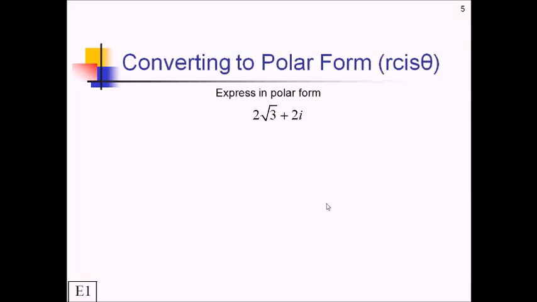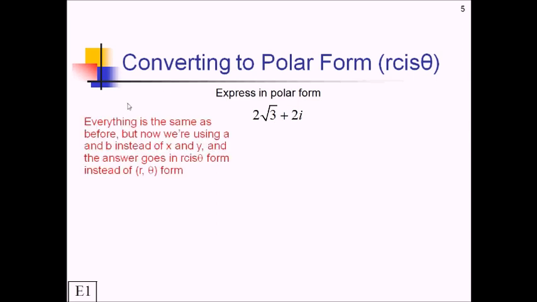Now that we've seen what polar form of complex numbers looks like, let's take this rectangular complex number and make it a polar complex number. Now the good news is this is kind of like converting from rectangular to polar real coordinates. Everything is basically the same as before, but now instead of x and y, we're using a and b. And instead of putting your answer in r comma theta form, our answer goes in r cis theta form. Everything else is the same though.